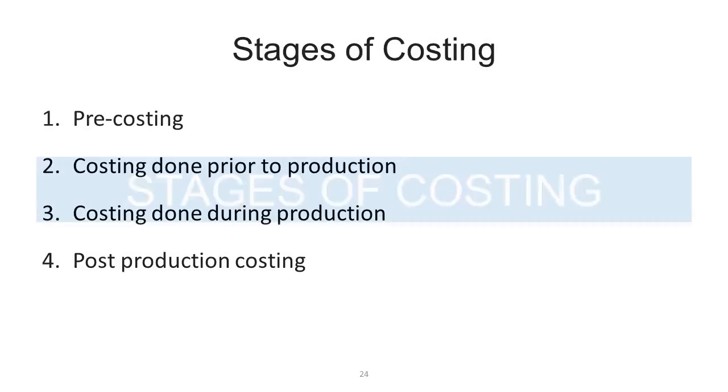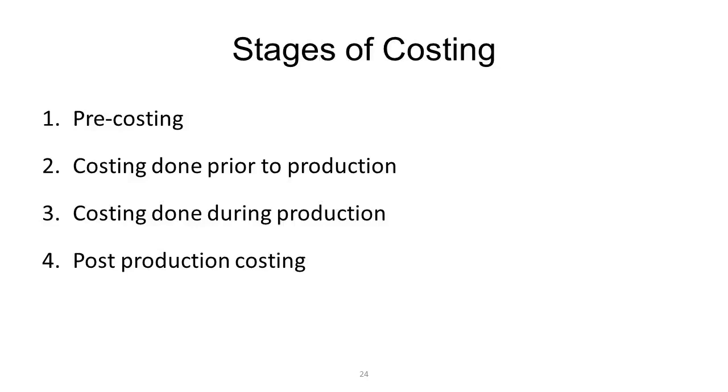So if you come to slide number 24, the stages of costing, the nomenclature is: first stage is pre-costing, second is costing done prior to production, third is costing done during production, and fourth is post-production costing. That's what we talked about, the pre-costing or preliminary costing.